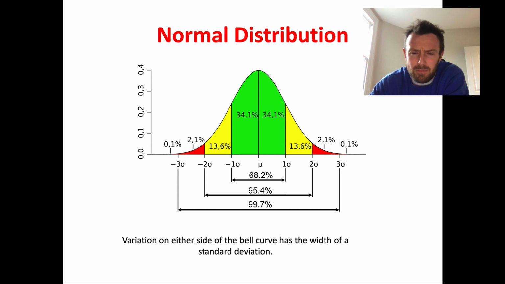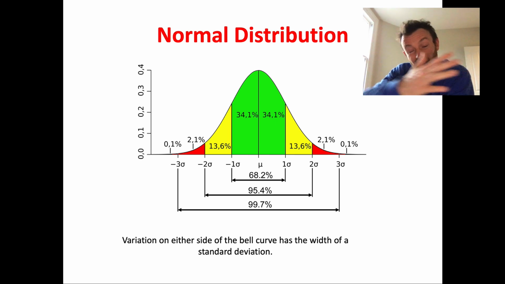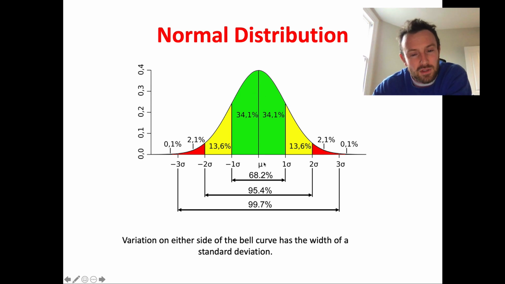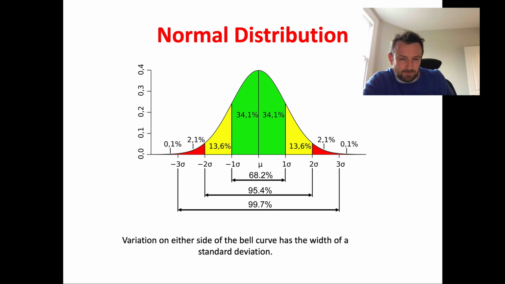Okay, so basically that says that, if we're talking about, let's say, student height, most of the students in year 7, if we looked at the whole year group perhaps, would be quite close to the mean, with only a few students that were quite a lot shorter than average and a few students that were quite a lot taller than average. So that is normal distribution.